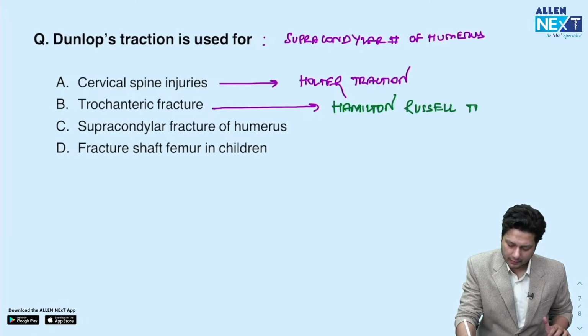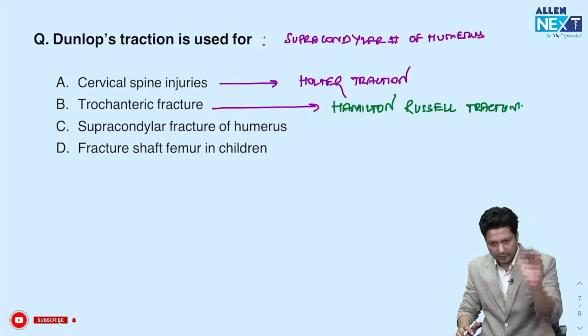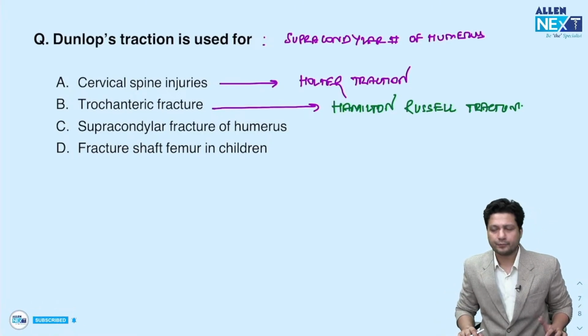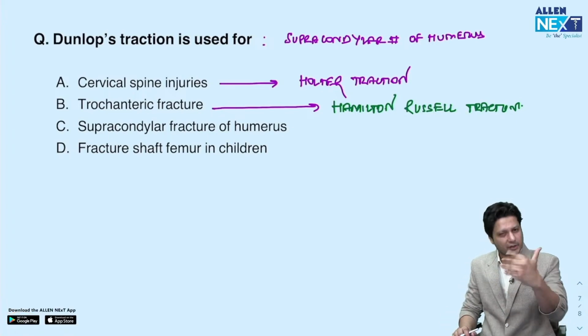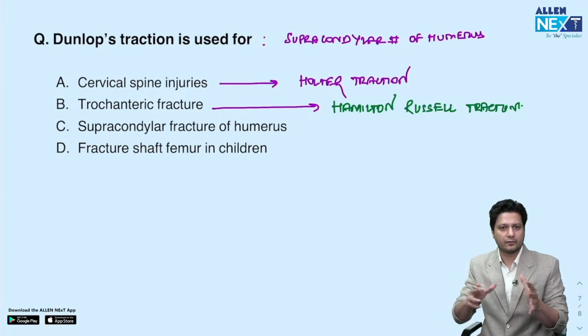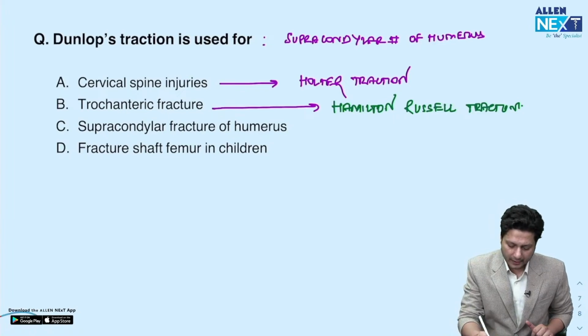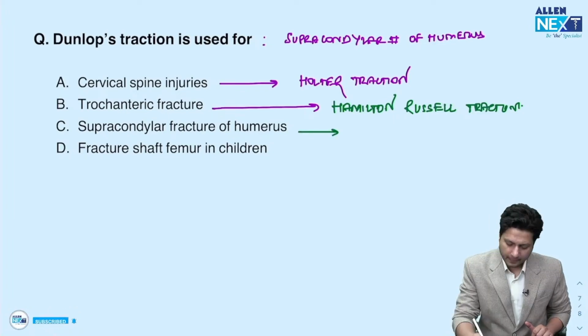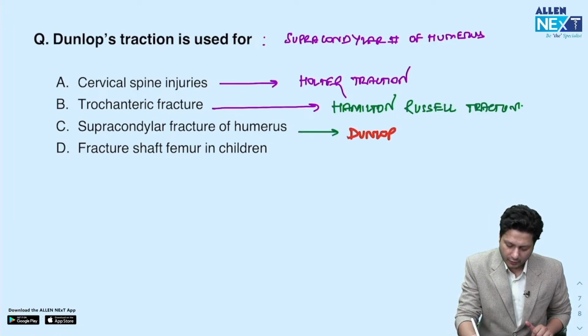Hamilton-Russell traction system is used in case of trochanteric fractures. That means fractures around the greater trochanter, lesser trochanter, intertrochanteric region, subtrochanteric region. So these are the regions where Russell traction could be used. Supracondylar fractures of the humerus we have just talked about. Dunlop traction is used for this purpose.